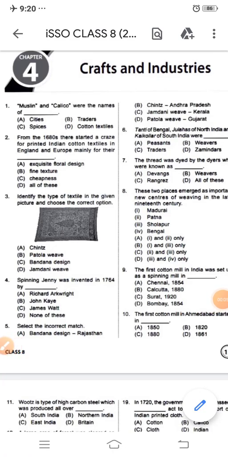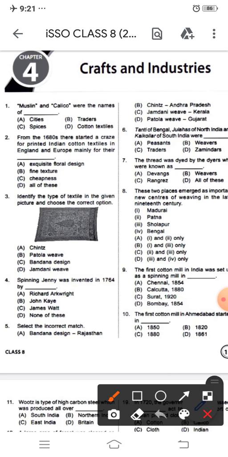Welcome to chapter 4 of Crafts and Industry of ISSO Class 8 Olympiad. Today I am going to discuss this chapter 4, Crafts and Industries, with some important questions and the techniques which will help you to score better in ISSO Olympiad.